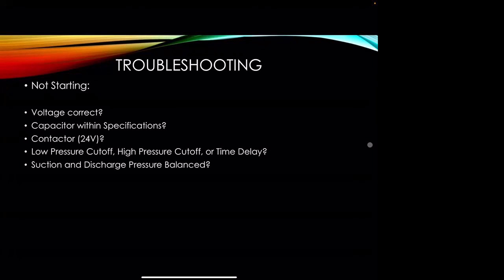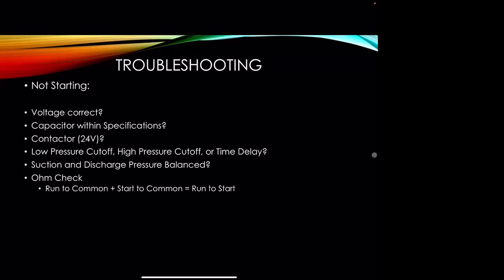Suction and discharge pressure balanced. So if you do put your refrigerant gauges on a system at this point, if it's not starting, see if they're balanced, meaning equalized. They should be the same pressure on both sides. At that point, you can obviously tell if the pressure is low. And if the pressure is low, obviously we've got other things going on that we need to check, and try not to start that compressor without figuring out a path moving forward.